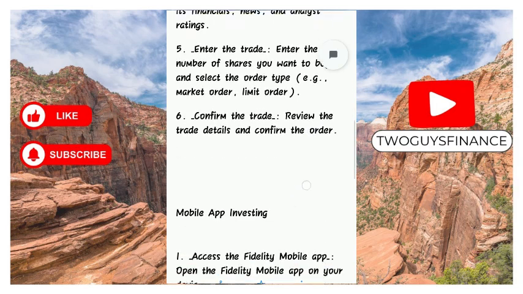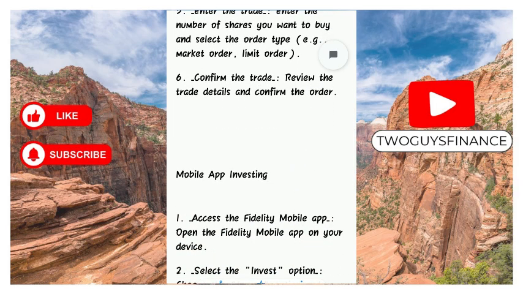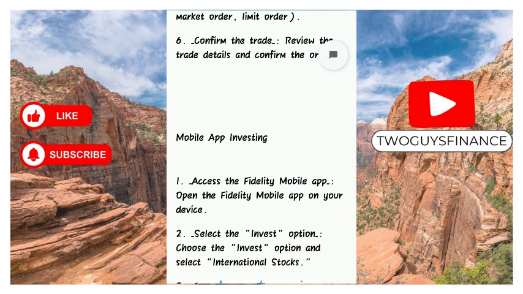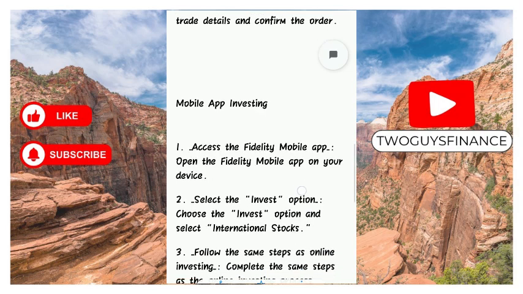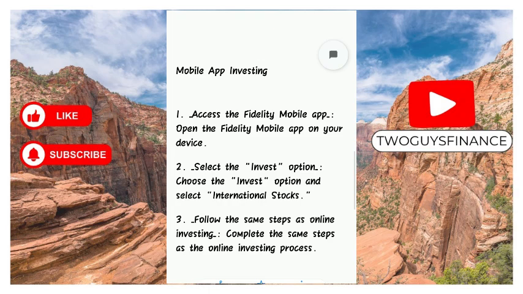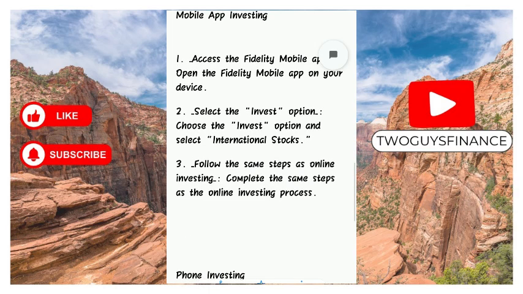Now for the second method, which is mobile app investing, you want to first open the Fidelity mobile app on your device, and then choose the invest option and select international stocks. And then of course just follow the same steps as the online investing to complete this process.